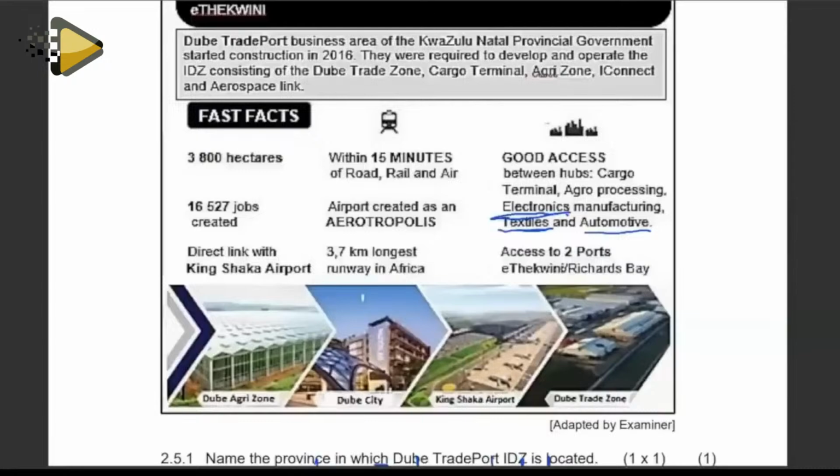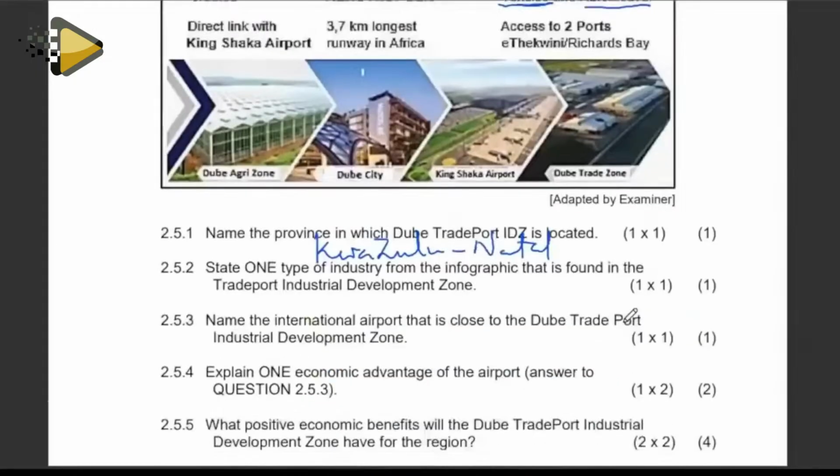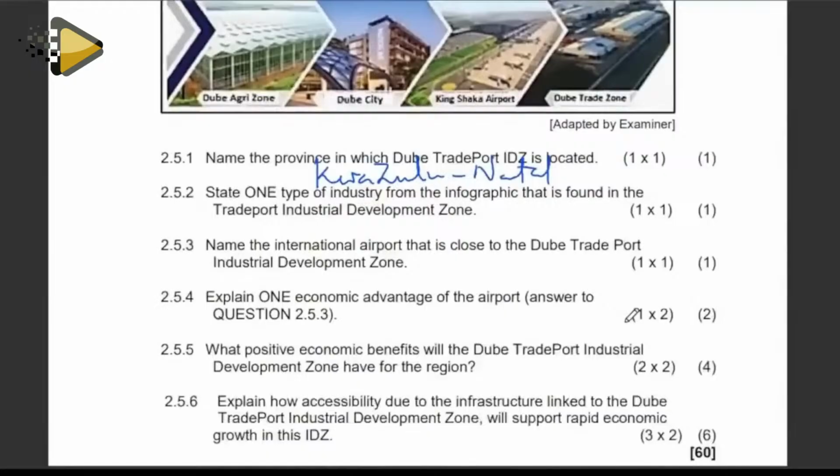And also we find agro-processing is also present in that industrial zone. So basically from the text, we can identify those ones as part of the industries which are found in Dube Tradeport. It only needs one. You just pick one from the given set of the types of industries.